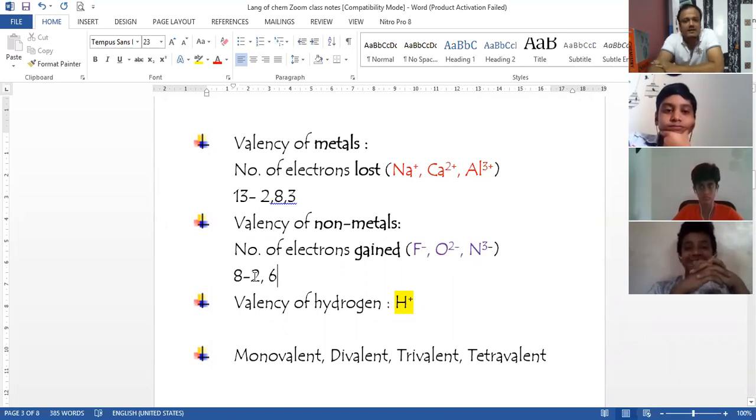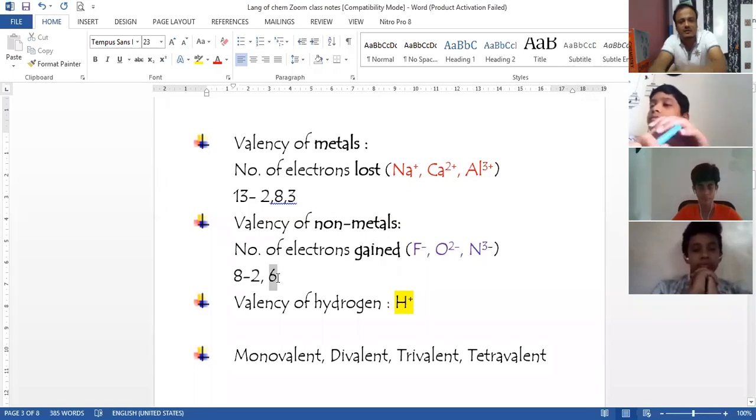Okay, right? So the number of valence electrons is 6. So it needs 2 electrons to become stable. So it will accept 2 electrons to become 2, 8, and that is why it is having a valency of 2 minus. That is how we get 2 minus valency for oxygen.